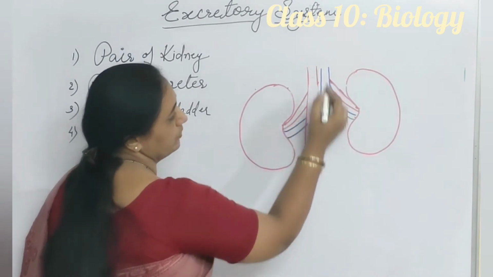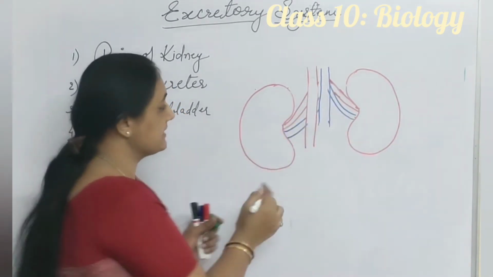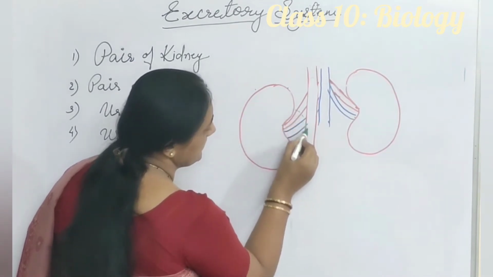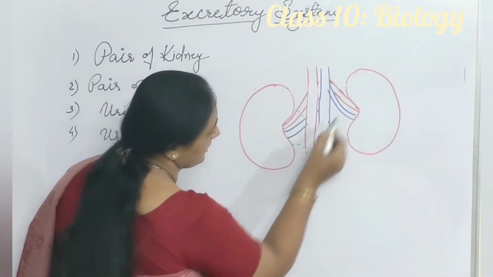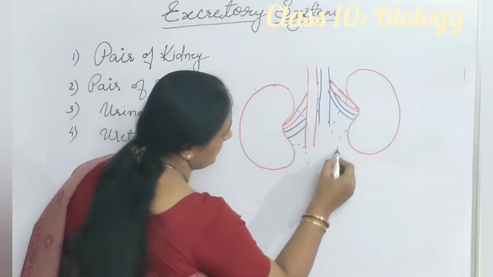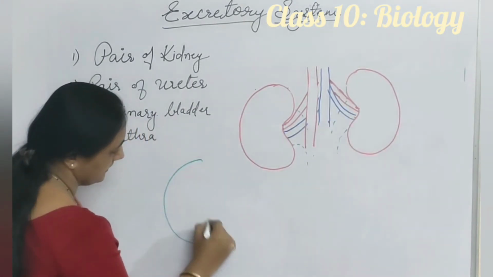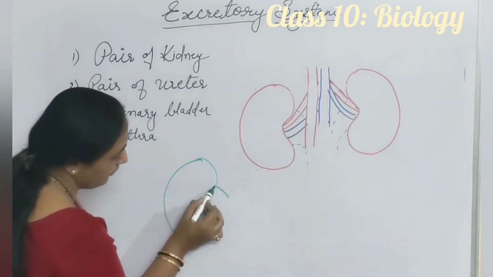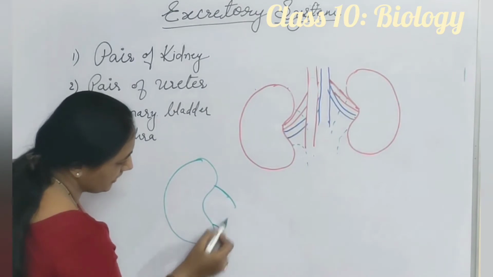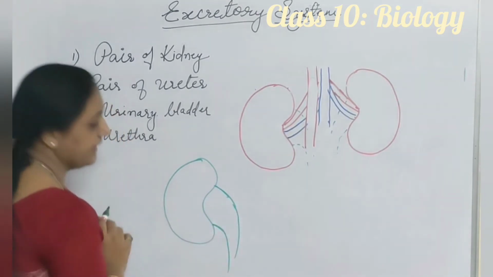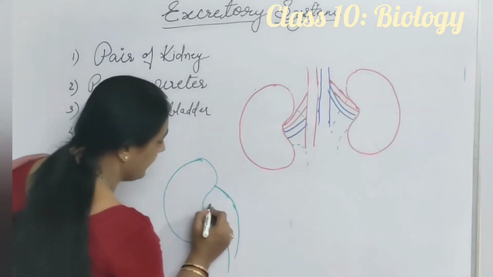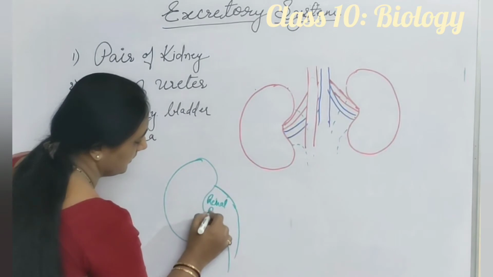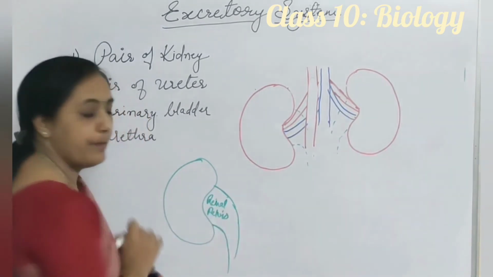Renal vein comes out from the kidney and renal artery goes inside the kidney. This region is the biconcave region. Like this is the kidney, and this part is the biconcave part, and from here a funnel-like structure comes out. This funnel-like structure is called the renal pelvis.